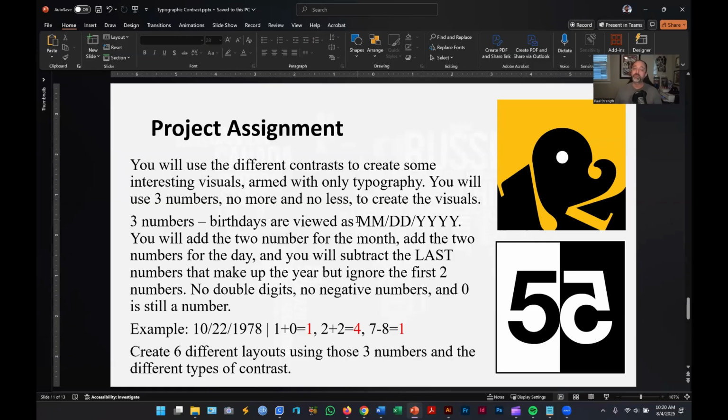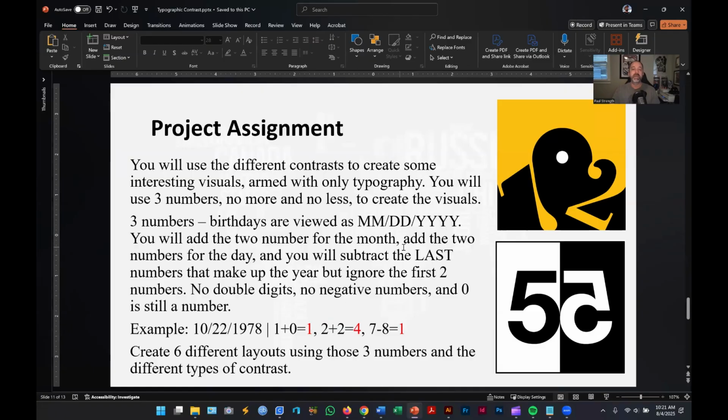All right. So the 3 numbers, here's how you're going to figure those out. Birthdays, the way we write them in the Western world, is 2 numbers for the month, 2 for the day, and then 4 numbers for the year. You're going to add the numbers for the month. I gave an example down here. This is my actual birthday. Yes, I'm old. Thank you for telling me. My birthday is in October, which is 10. So that's a 1 and a 0. We're going to add these 2 numbers together. 1 plus 0 is 1.